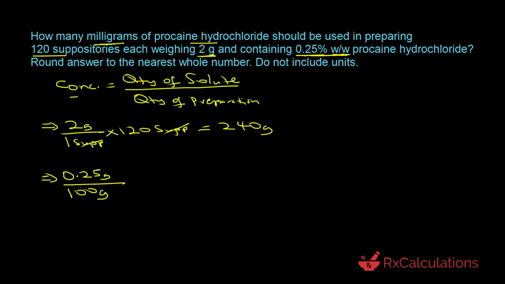So notice the units, unlike the weight in volume where it is grams per 100 milliliters, here you have grams in grams. So it's the quantity in grams out of 100 grams, or it could be the quantity in micrograms out of 100 micrograms. So the units must match up numerator and denominator.